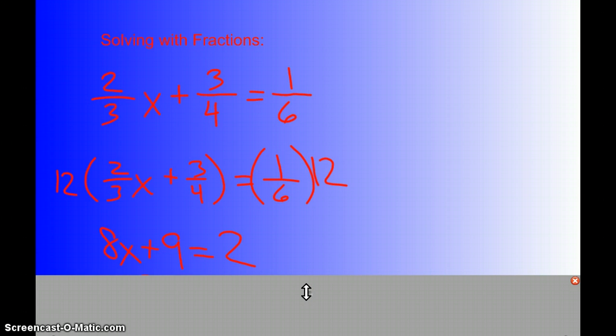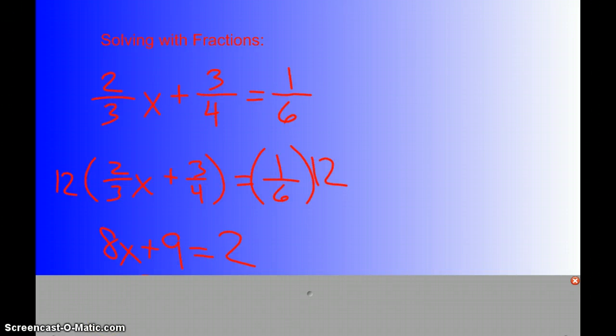Similarly, we can multiply the 12 by 3/4. By doing 12 divided by 4 is 3, times 3 is 9. And because it's an algebra problem, if we did it to the left side, we have to do it to the right. 12 times 1/6 is 12 divided by 6, which is 2, times 1 is 2.